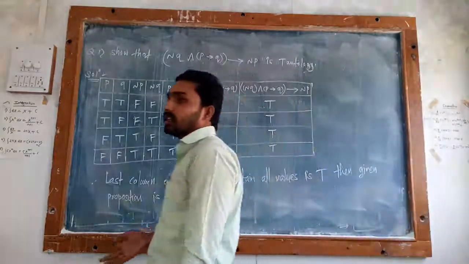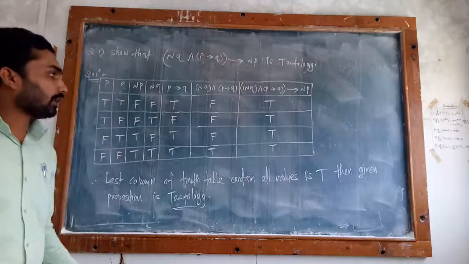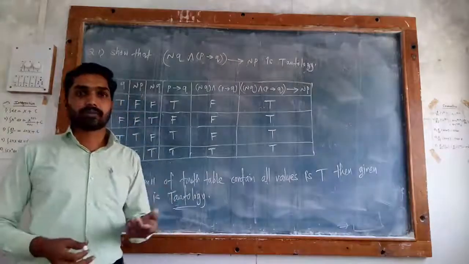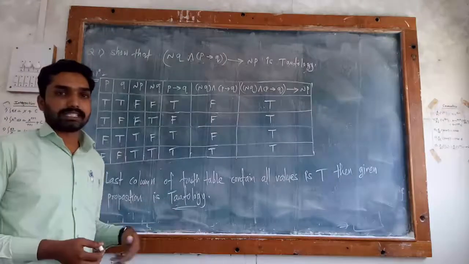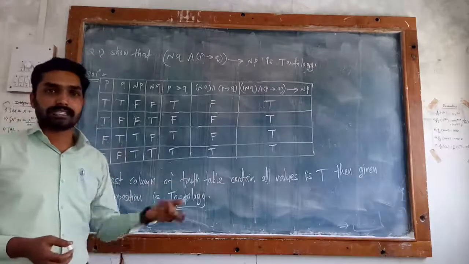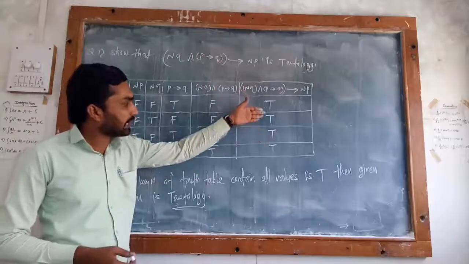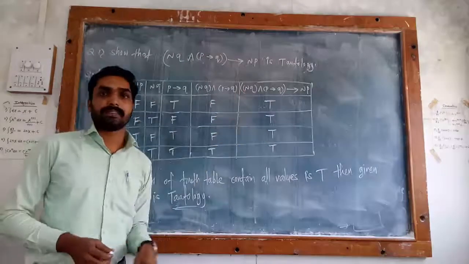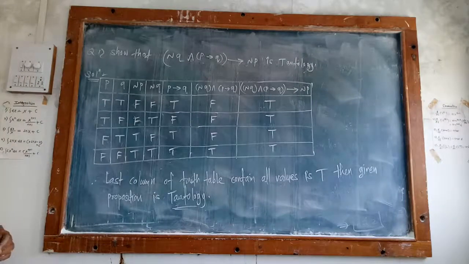When all values of the last column are T, then the given proposition is a tautology. If all values are F, then the given proposition is a contradiction. And if the given proposition is neither tautology nor contradiction, that means in the last column both T and F values occur, then the given proposition is a contingency. This is our example on tautology, contradiction and contingency. So let us now take some logical identities.